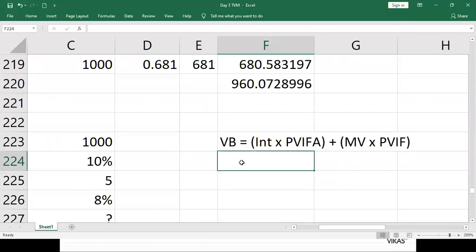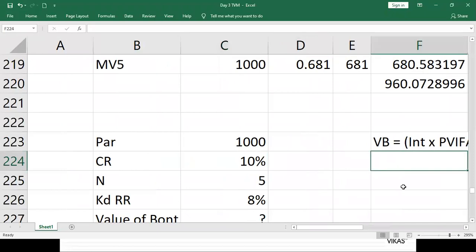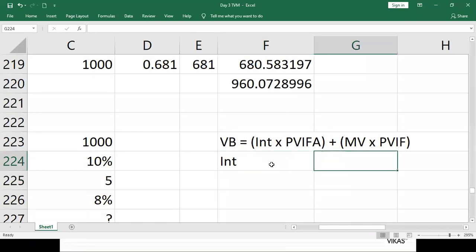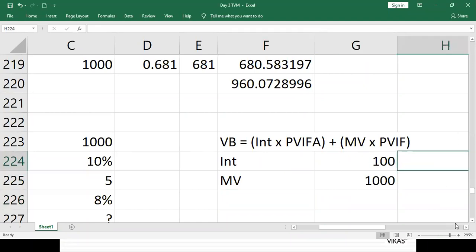Here, how much is the interest in the first example? The coupon rate is 10%. Then how much interest will we receive? 100 rupees, isn't it? Interest is simply 100. And the maturity value, how much? 1000. Right?